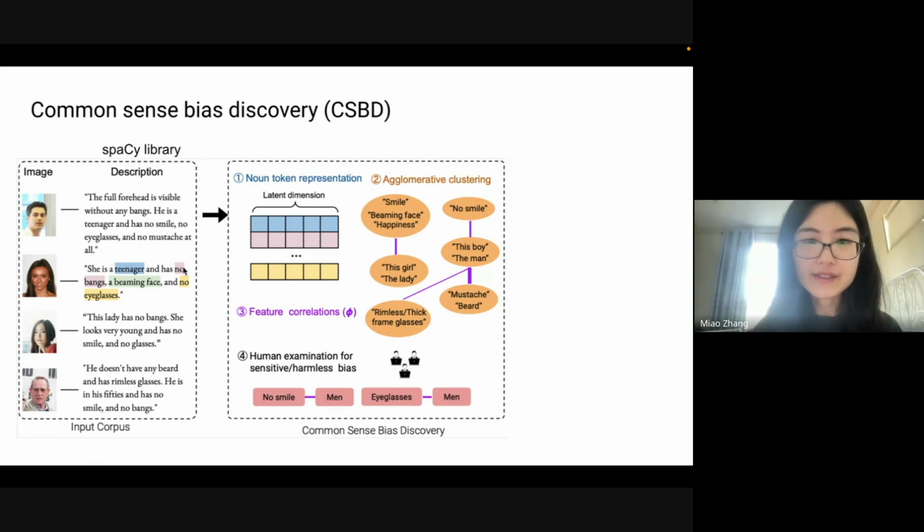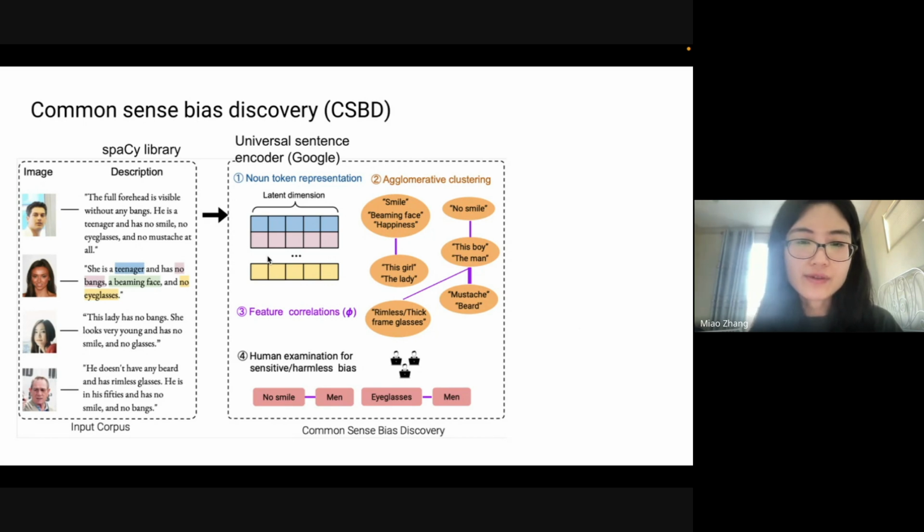With those noun phrases, we encode them into latent space representations, noun-phrase representations. We use the Universal Sentence Encoder from Google. We did experiment with different types of models, including general purpose ones like BERT, but considering the time consumption, like inference speed and accuracy, we finally went with this model. The latent dimension of each noun-phrase representation is 512.